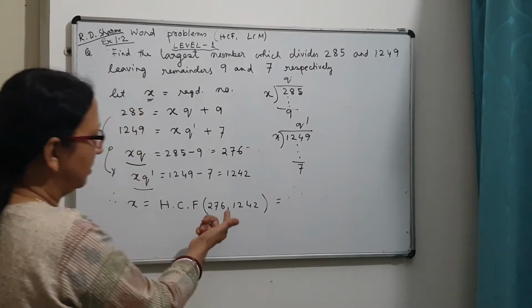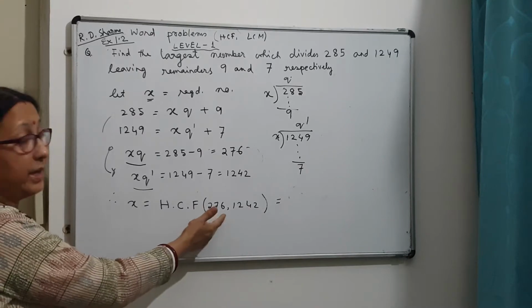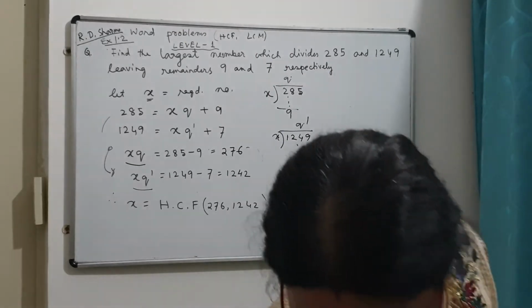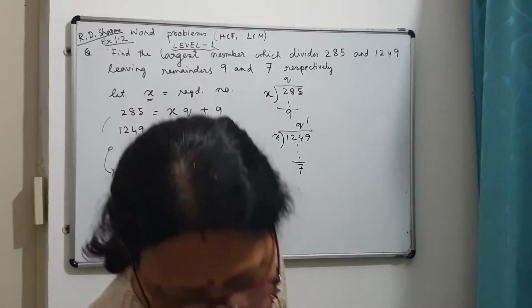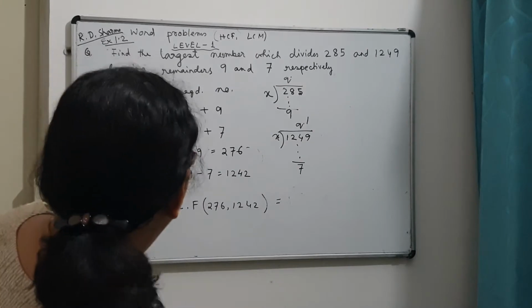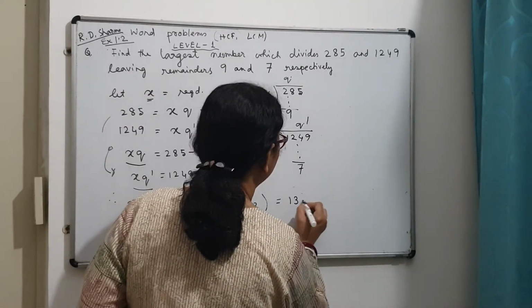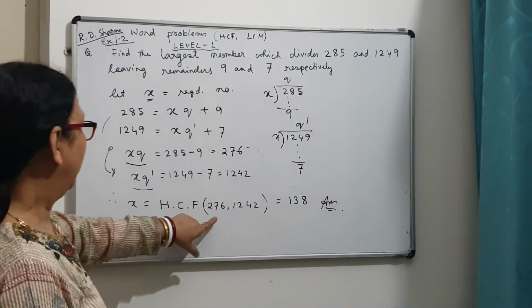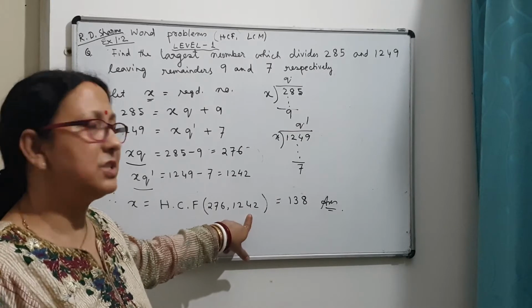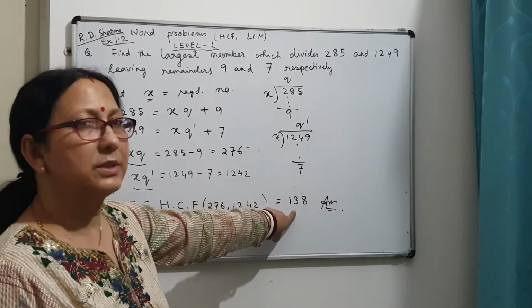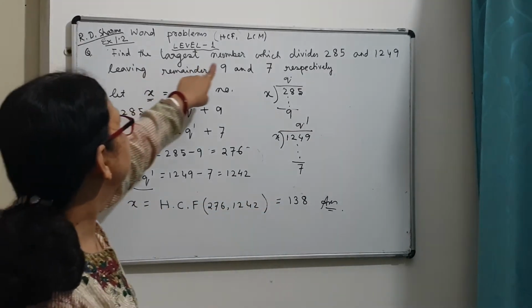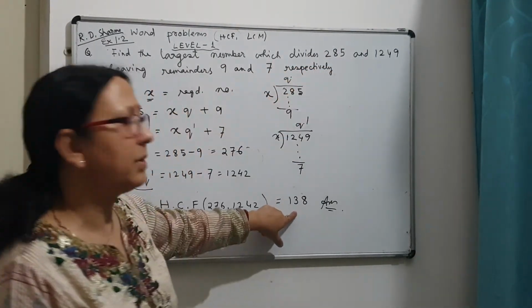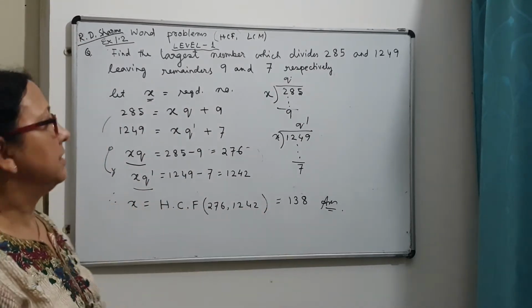So again, by Euclid's division algorithm, you can find out the HCF of these two, and let me give you the answer. The answer will be 138. So again, it is homework. You find out the HCF of these two numbers by Euclid's division algorithm, and the answer should be 138. So the largest number which divides these and these, leaving remainders 9 and 7 respectively, will be the number 138. Okay?